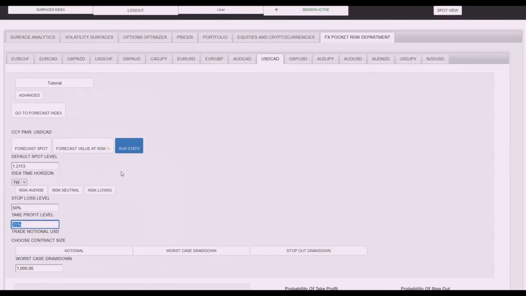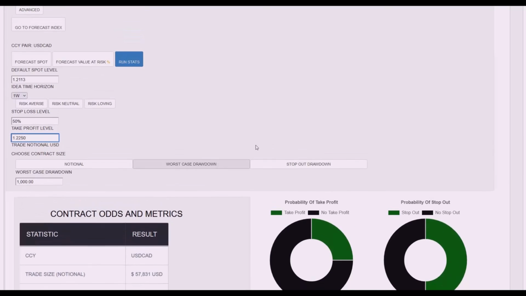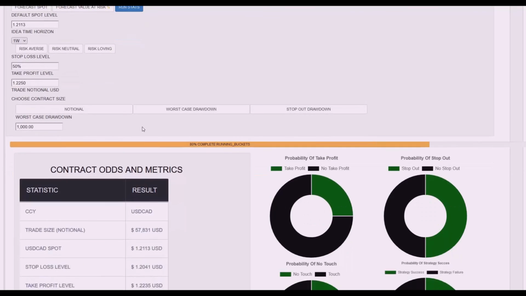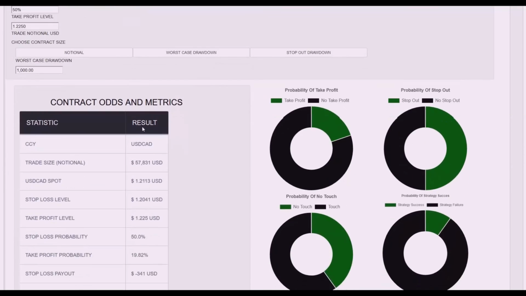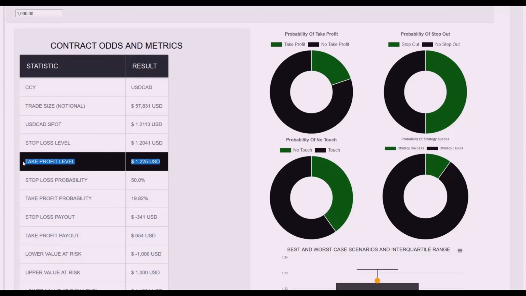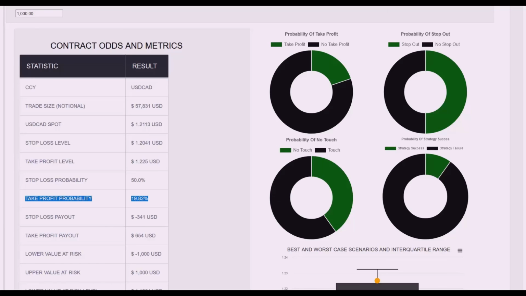But what happens if we have a fixed take profit or stop loss level which we'd like to find the probability of touching? Here, let's price up a 122.50 take profit level, and we can see that Volatility Risk predicts there's a 19.8% chance that this level touches in 1 week.